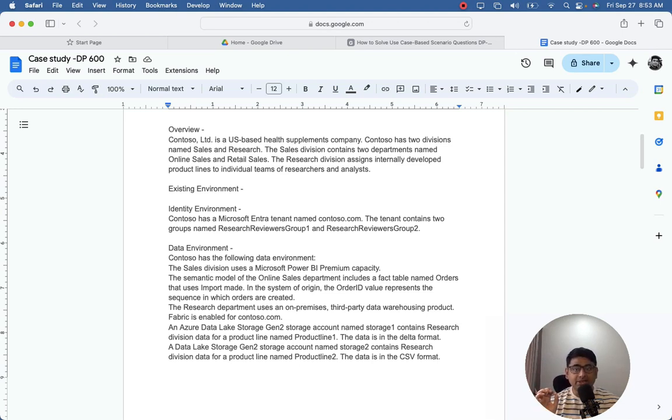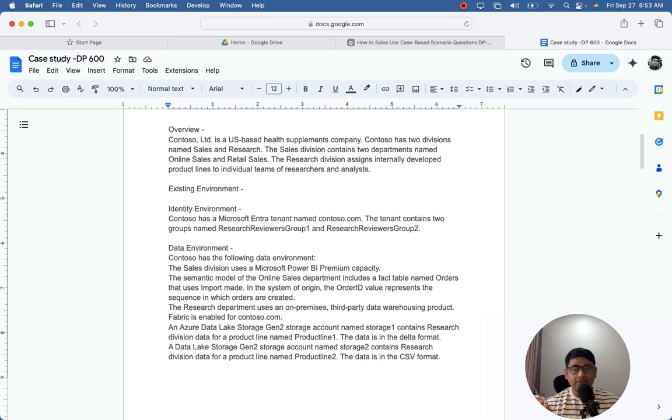Now the existing environment. See, slowly they are revealing all the important details. So what is the environment in that? You have a tenant, Contoso, and then you have Microsoft Entra, which is used to log into this tenant, and it contains two groups, research review group 1 and 2. So remember, these are very important points and you should read them. You should spend some time understanding the question.